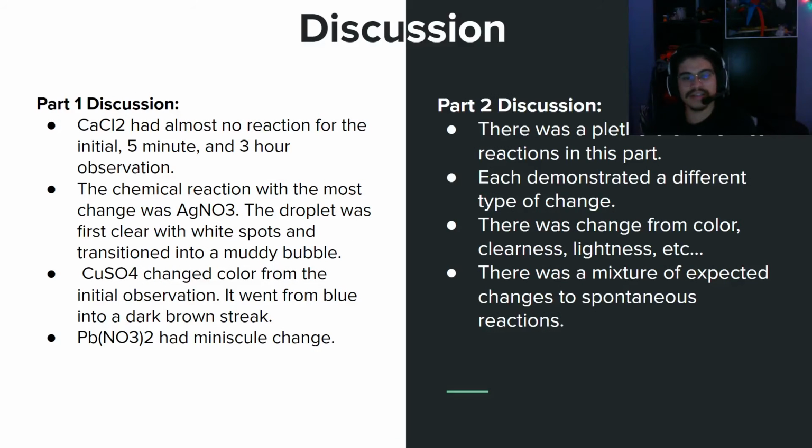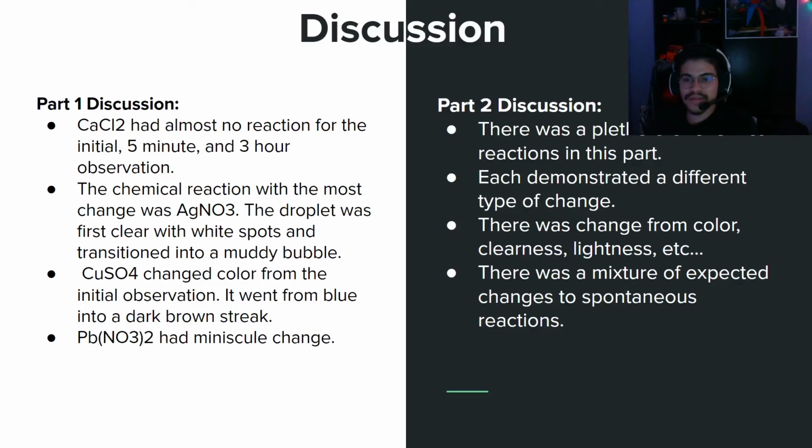Next is the discussion. Part 1 discussion. CaCl2 had almost no reaction for the initial, 5-minute, and 3-hour observation. The chemical reaction with the most change was AgNO3. The droplet was first clear with white spots and transitioned into a muddy bubble. CuSO4 changed color from the initial observation and went from blue into a dark brown streak. PbNO3 had minuscule change.